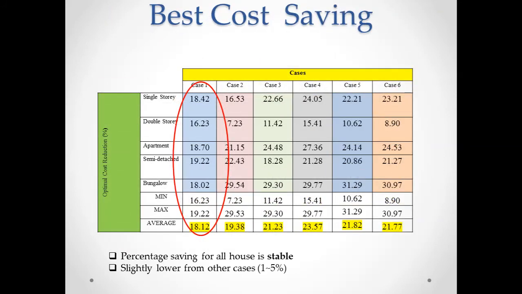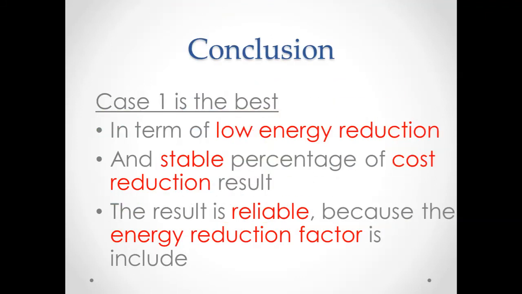The average percentage cost reduction result for all houses is nearly the same. Although the higher percentage is case 4, the energy reduction for case 4 is the highest. So, case 1 is chosen because it has low energy reduction effort and quite high cost saving at an average of 18.12%. So, I can conclude that case 1 is the best result because it has low energy reduction and high cost reduction. The result given is also stable for all types of houses in case 1.